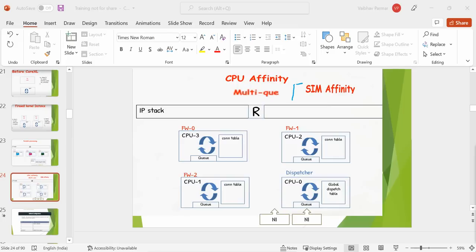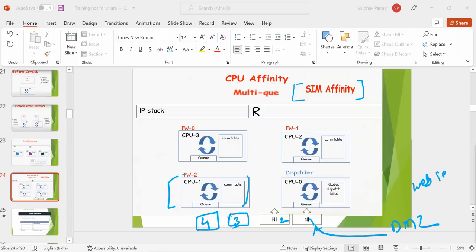Next is SIM affinity. It means binding a port to a particular CPU, and the rest of the ports to different CPUs. For example, your firewall has multiple ports, say port 3, 4, 2, 1. I have bound this port to CPU1, so whichever packet comes from this port, say this is your DMZ, the DMZ interface is attached to this port, and all your web servers have their data behind this NIC.